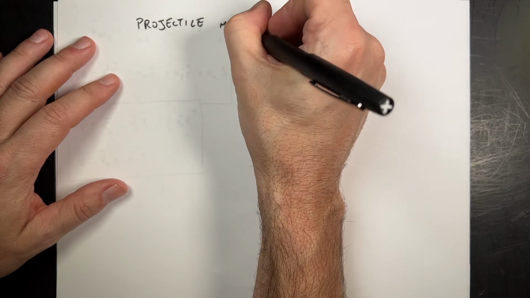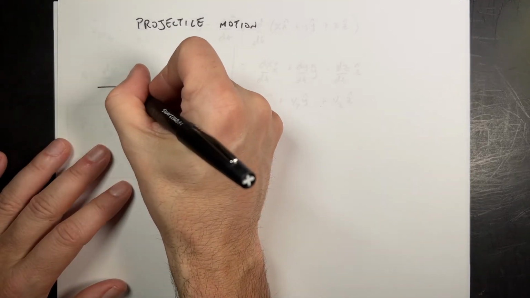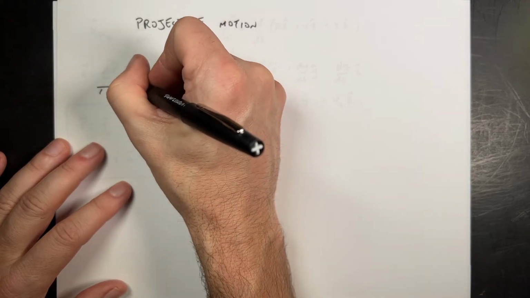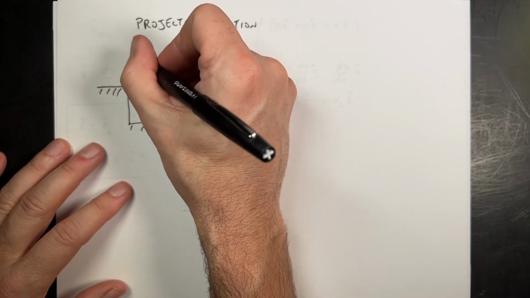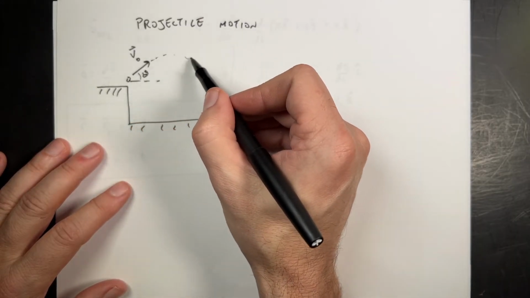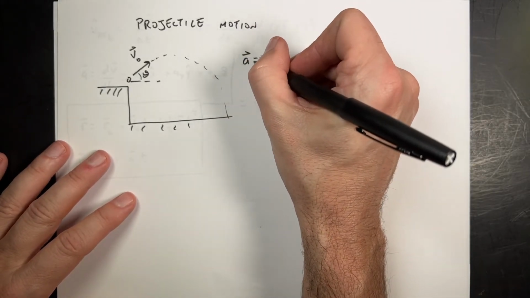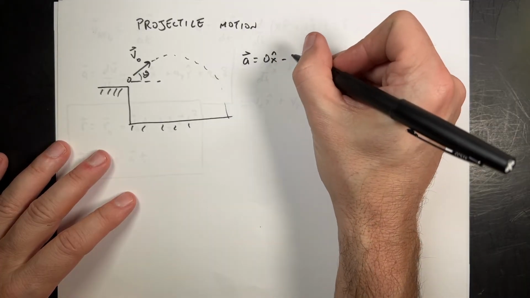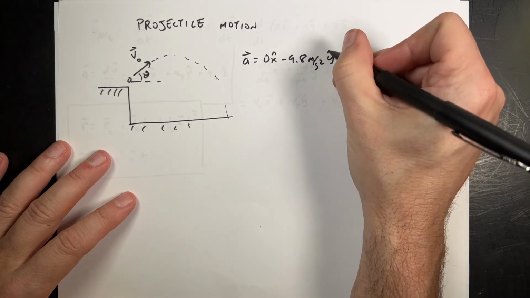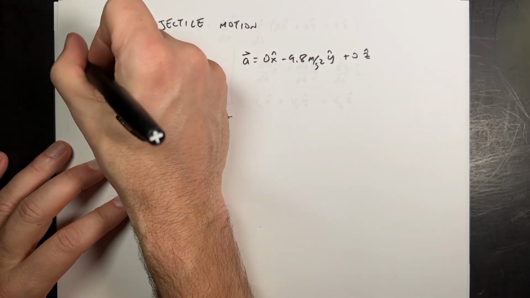Projectile motion. This is the motion of an object with only the gravitational force. I'll give an example like this. Here's some ledge. And I launch a ball with an initial velocity v0. And you can put it at some angle theta. And it's going to go up and back down. Projectile motion is the motion that we have when an object has an acceleration of 0 x hat minus 9.8 meters per second squared y hat, plus 0 z hat. So this is the x and y directions.